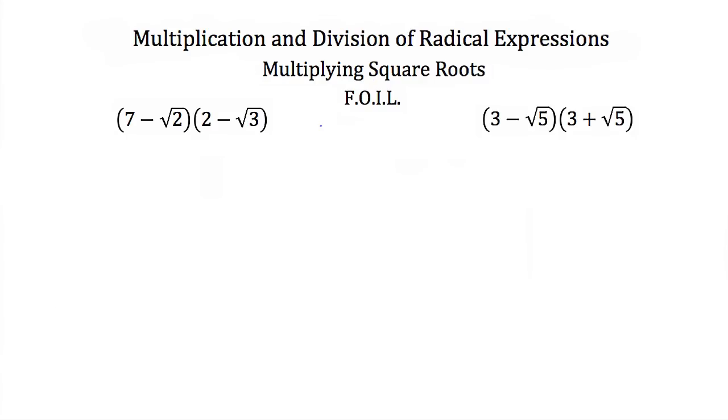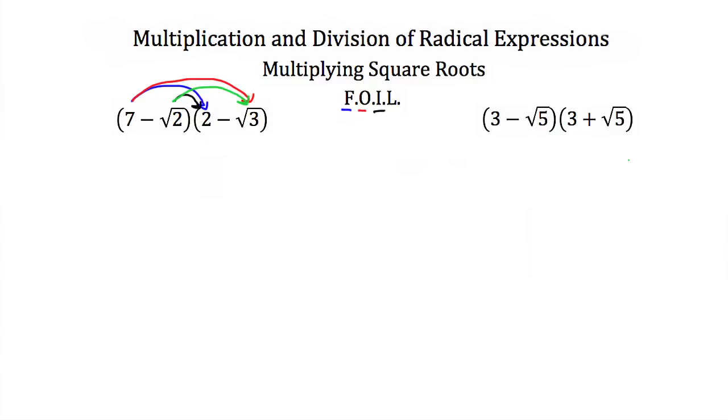The FOIL method states that we take our first terms in each binomial and we multiply them together. Then we take the outside terms of our binomials and we multiply them together. Next, we take our inside terms and we multiply them together. And then lastly, we take the last term in each binomial and we multiply them together.